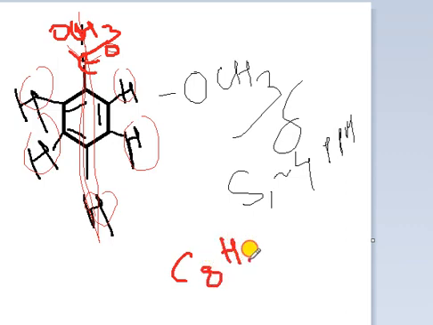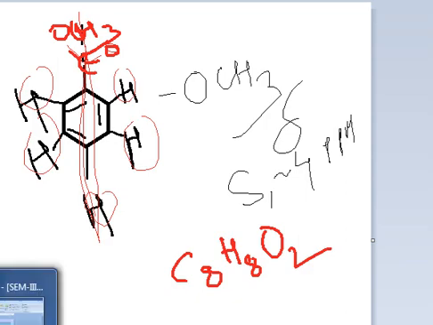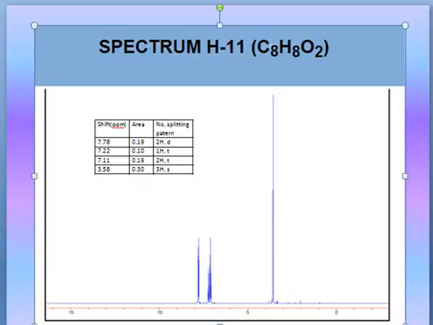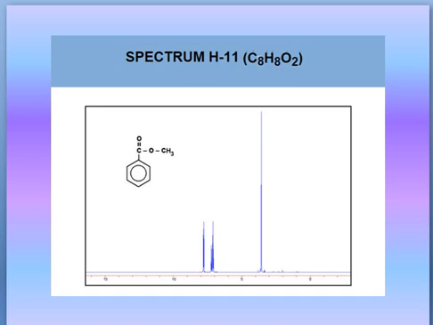Already we solved the H8, and oxygen is 2. And we already solved the NMR problem. This is the solution of the NMR problem. So this is a carboxylic acid ester, methyl ester of carboxylic acid, which means benzoic acid, methyl ester of benzoic acid.